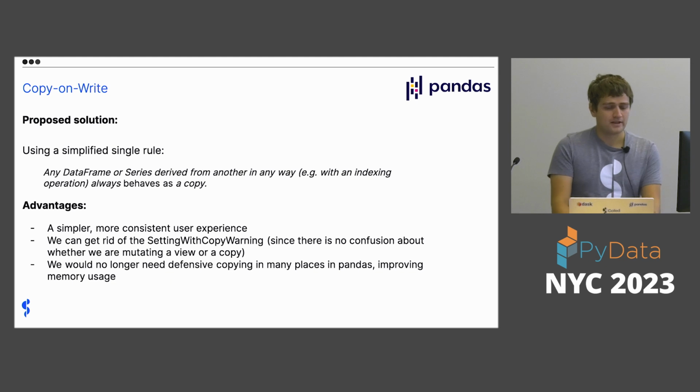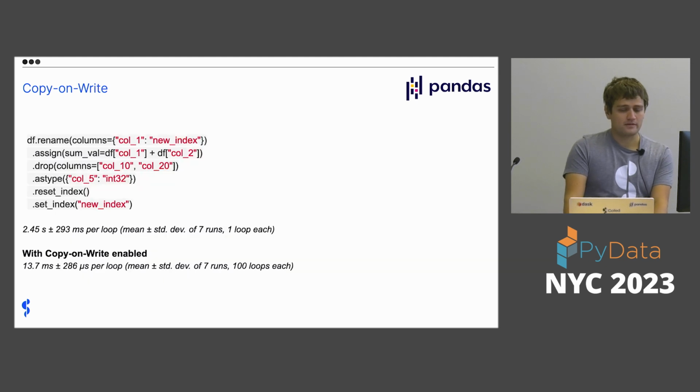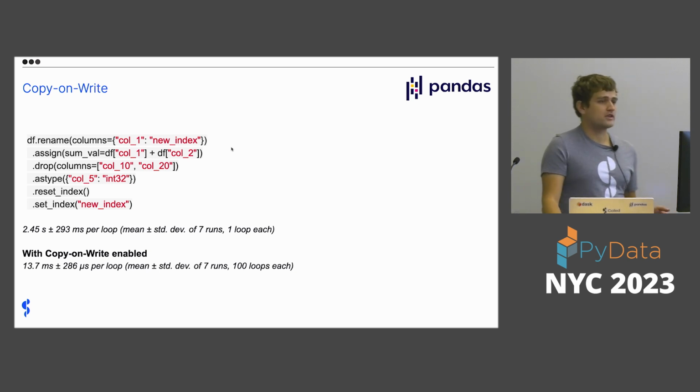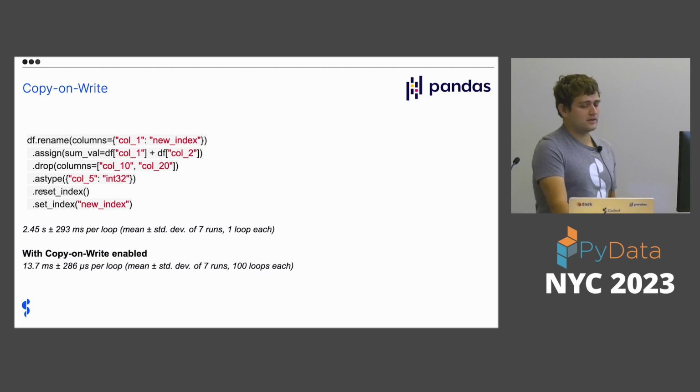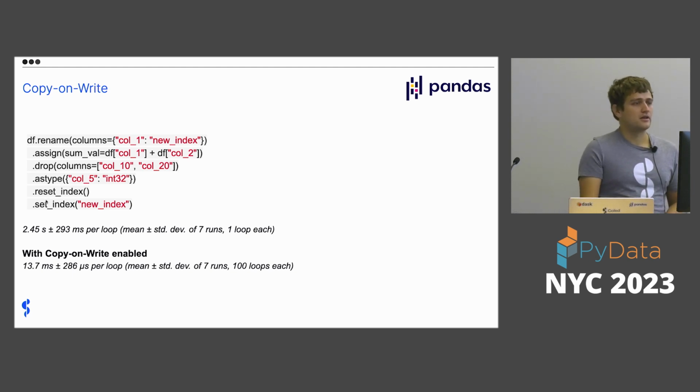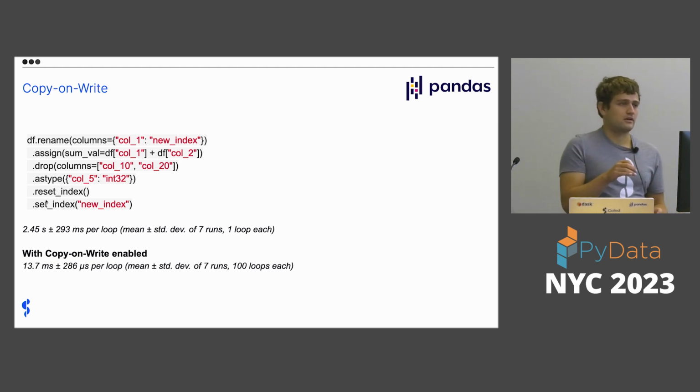It's not fun. This is one of the reasons why copy-on-write is, on some operations, very, very fast compared to the previous implementation. Like you have a rename here, and then an assign, drop, astype, reset_index, set_index. None of this actually changes the length of your data. NumPy triggers copies if you change the length of your data, but none of these actually do. The current implementation copies for all of these statements.